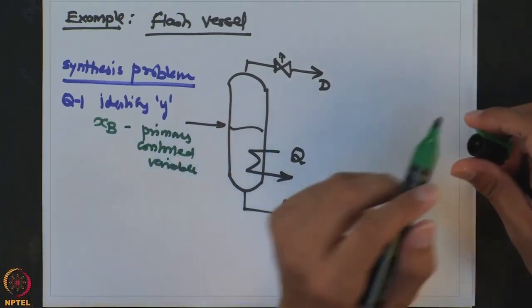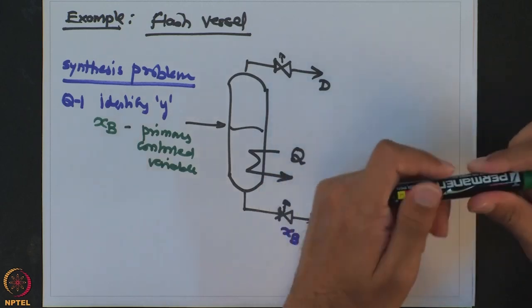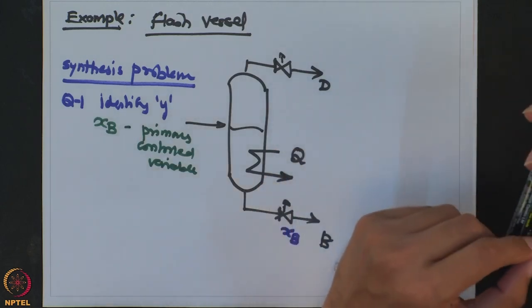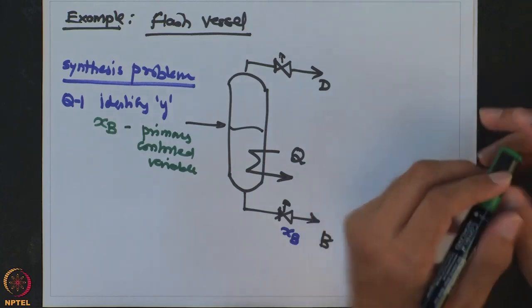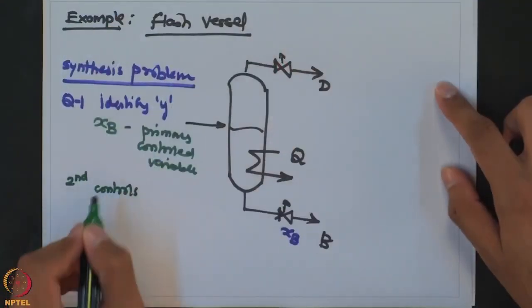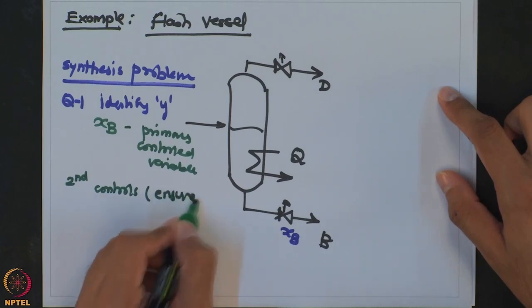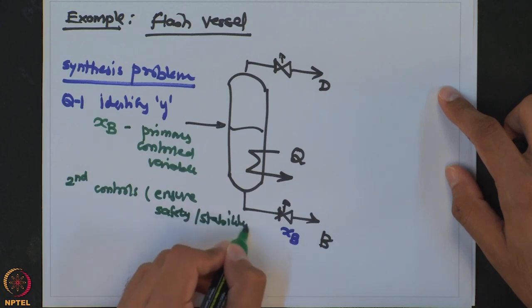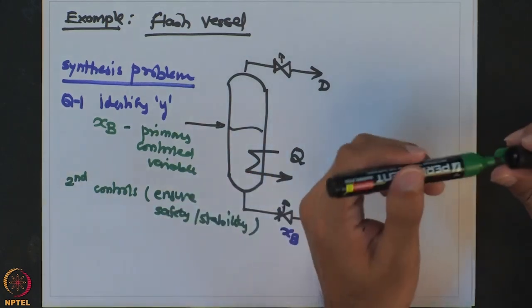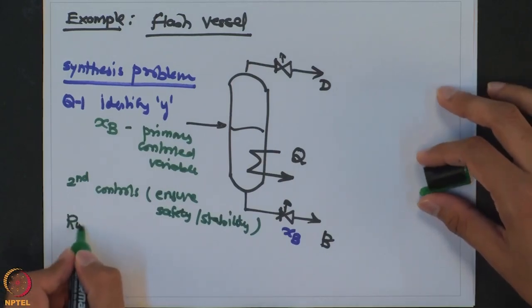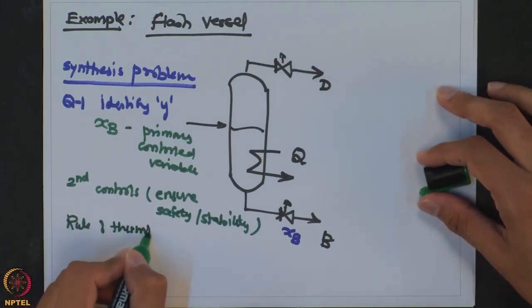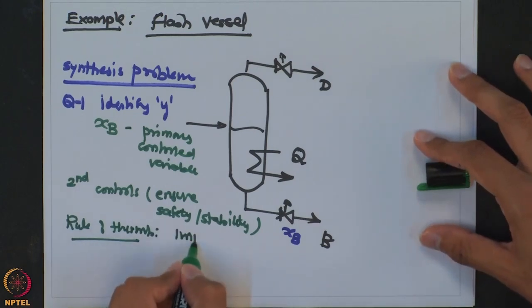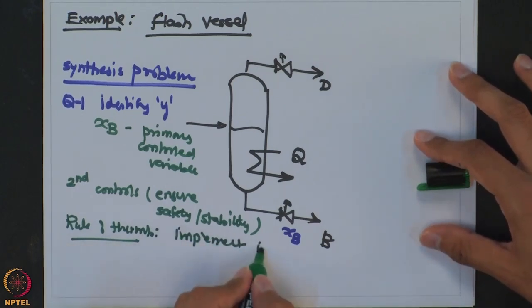But simply having this particular controller is not going to be efficient, because there are some additional controls which have to be put into the system, and these are typically known as secondary controls. These are there to ensure safety or stability. So again, a rule of thumb is to implement inventory control.